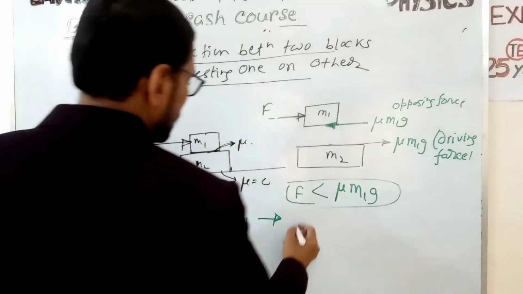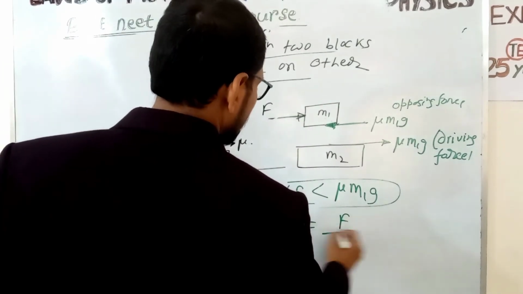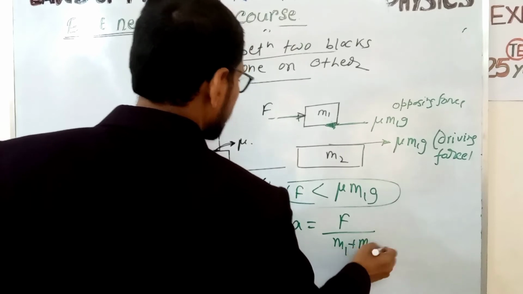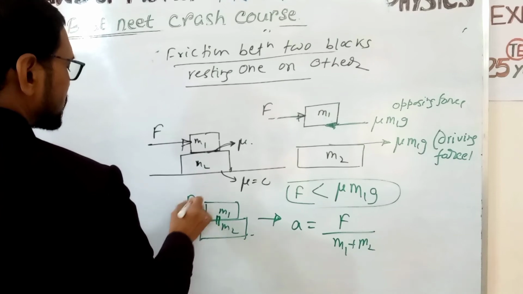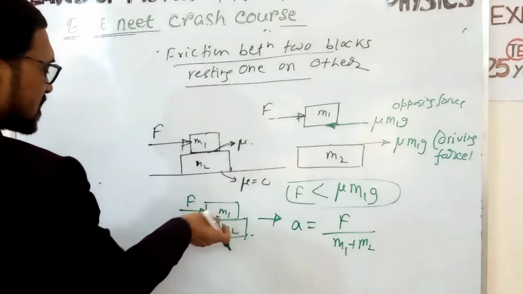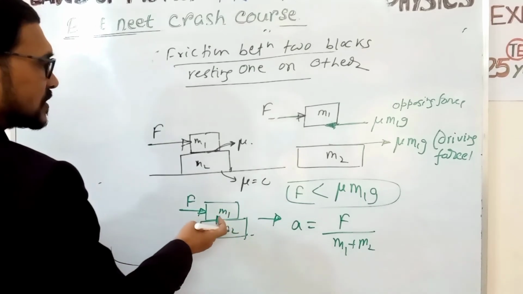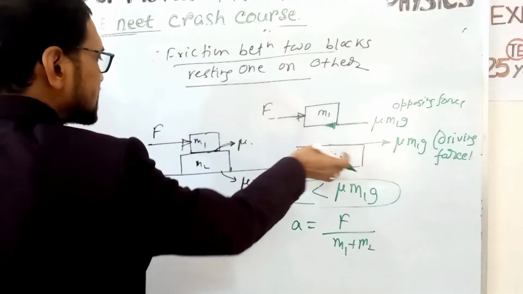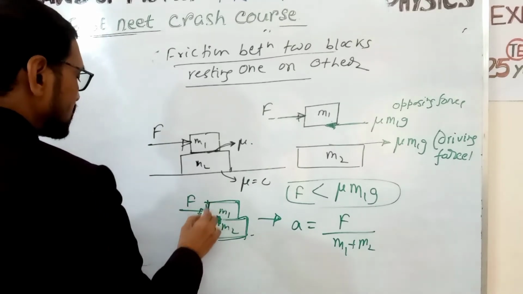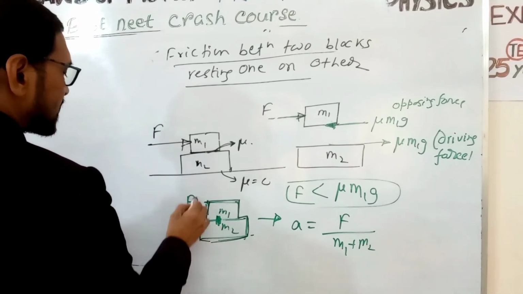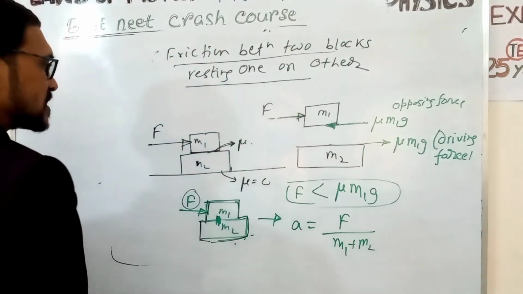So what is the force? What is the acceleration of the two bodies? A equals force divided by total mass m1 plus m2, because here friction is not present, so net force is F. These action and reaction forces cancel each other, so here no friction force acts. So take this as a single body on which force F acts, and no friction force acts, so the total acceleration of the body is F by m1 plus m2.